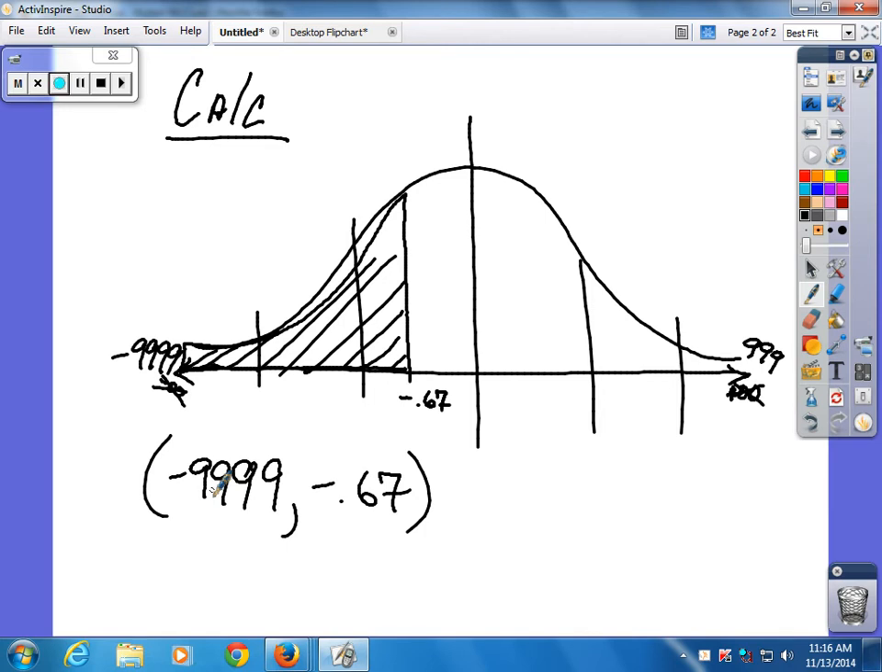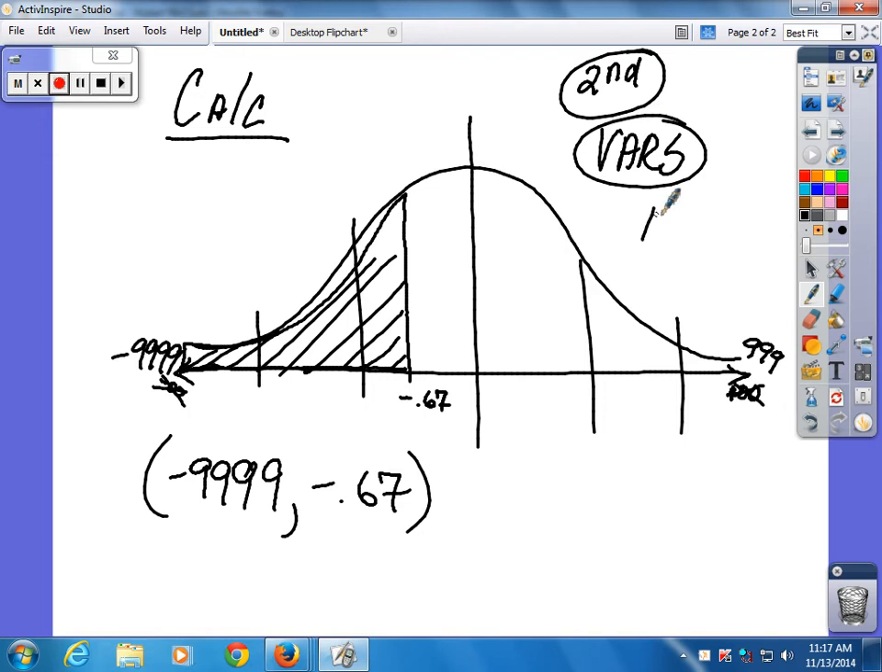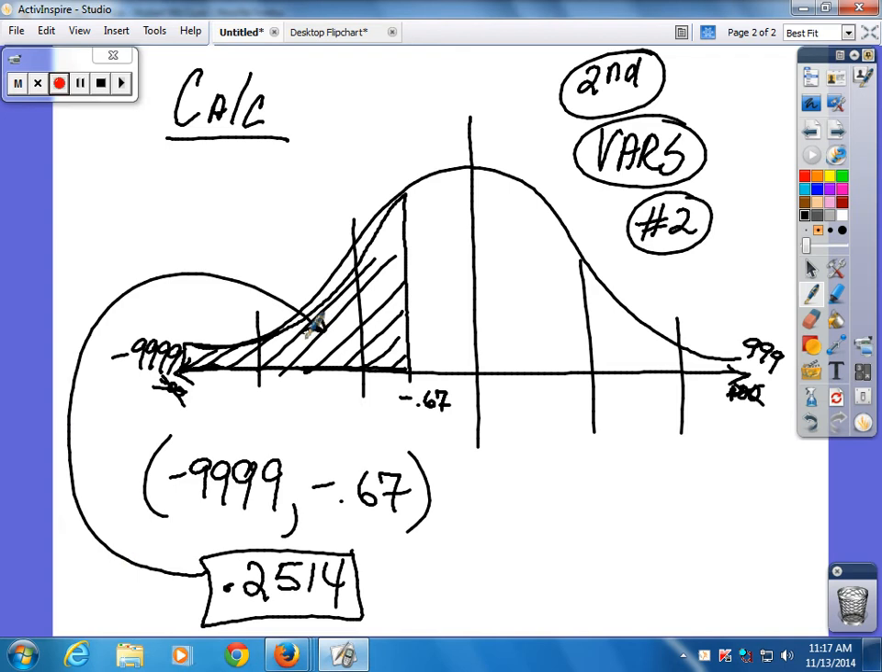Now, how can you put it in the calculator? Well, you go to second, bars, number 2, I think it should say normal CDF. All right, punch it in. Put in normal CDF and type in parentheses, negative 99999, comma, negative 0.67. And somebody tell me what you get. You should get 0.25, one-fourth, and that is your area right there.